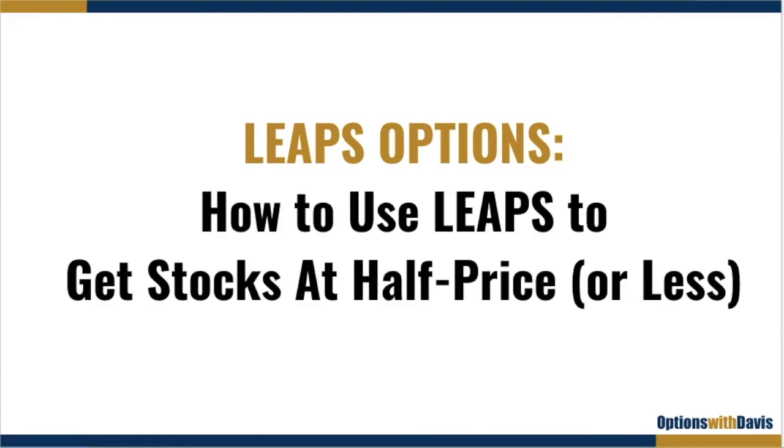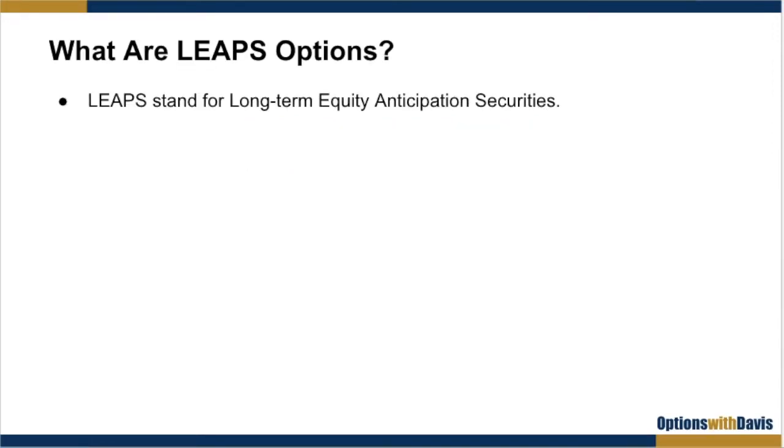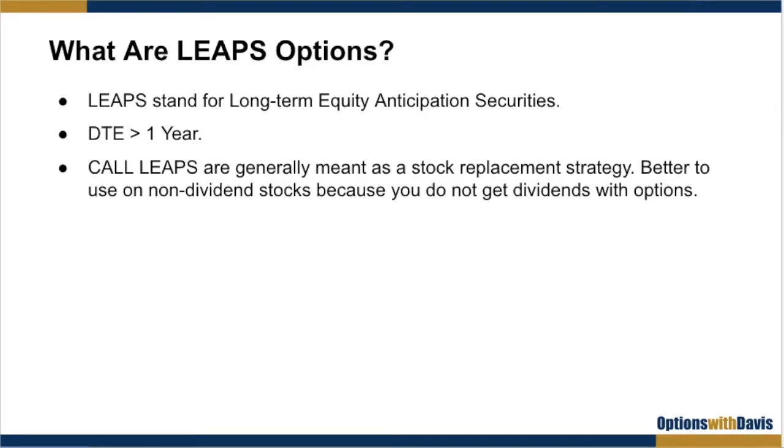But first off, we want to know exactly what LEAPS options are. LEAPS is an acronym that stands for Long-Term Equity Anticipation Securities. If you take a look at the option chain in your brokerage software, you will see that there's no label on the option chain saying whether it's LEAPS or not. It's just characterized as having a DTE, which is days to expiration, of more than 1 year.